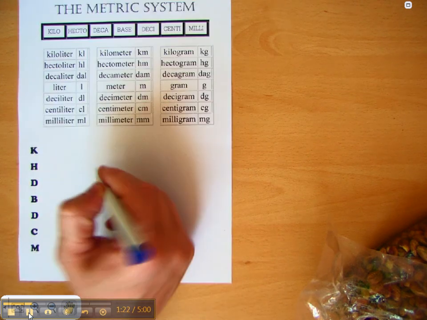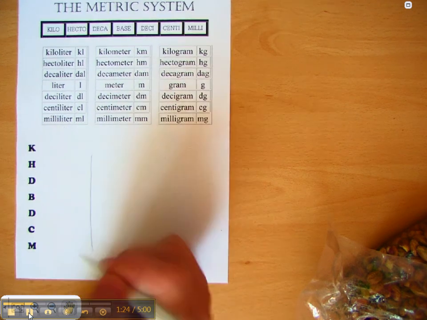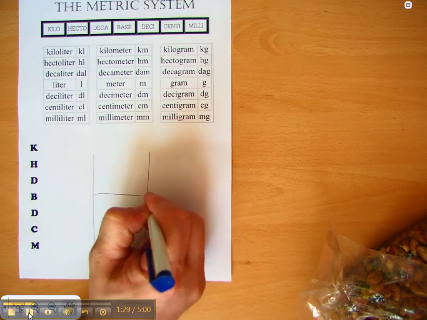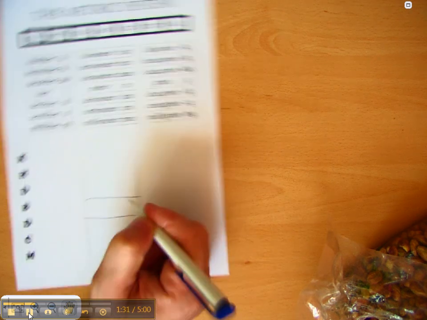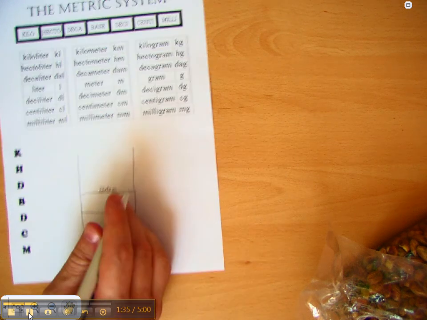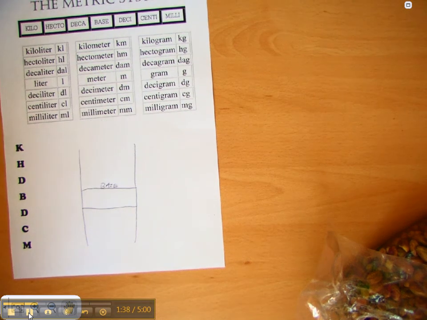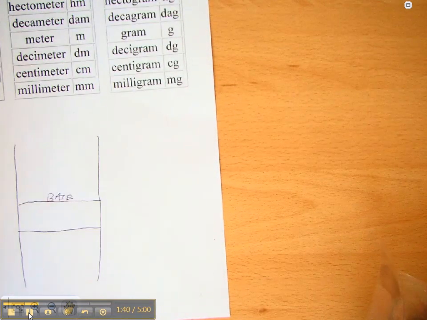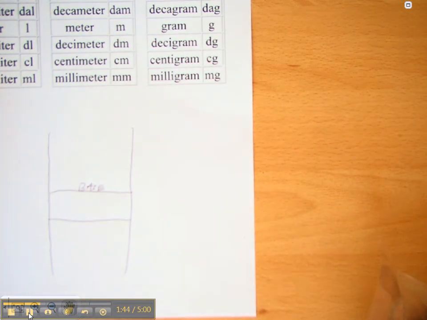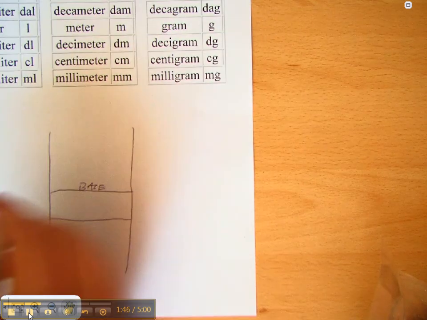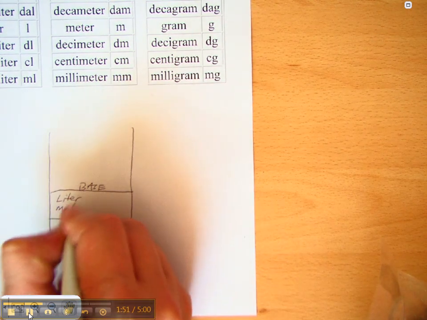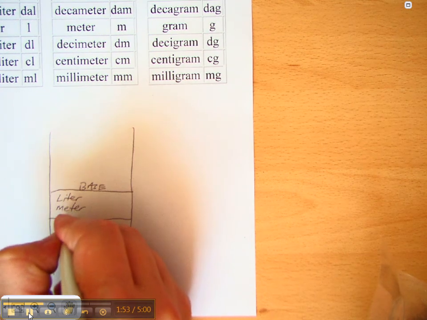So think of the metric system kind of like a ladder, okay? And the middle step of that ladder is what's called the base unit, okay? Now, it could be one of three things. And let me just zoom in here. Okay, it could be one of three things. Your base could be, that's looking a little blurry. Your base could be liter, it could be meter, or it could be gram, okay?